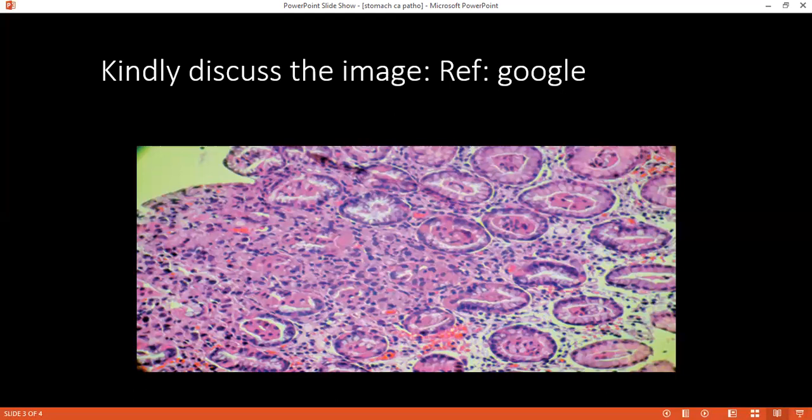Can you tell me three differentiating features between metaplasia and dysplasia, please? Metaplasia is change of one cell type into another, while dysplasia is a disorganized cell growth characterized by pleomorphism and mitotic figures. Please give an example of each type. Metaplasia, example is Barrett's esophagus.